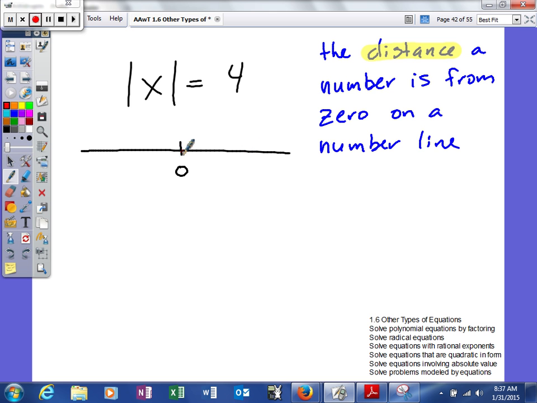So for instance, if this is 0, there's a number 4 that is 4 units from 0. But you could also go a distance of 4 this way, and that number is also 4 units from 0 on your number line. So therefore, you're actually going to get 2 answers. x could be equal to 4, or x could be equal to negative 4. If you plug in 4, the absolute value of 4 is 4. When you plug in negative 4, the absolute value of negative 4 is 4. So both of those solutions make that true.